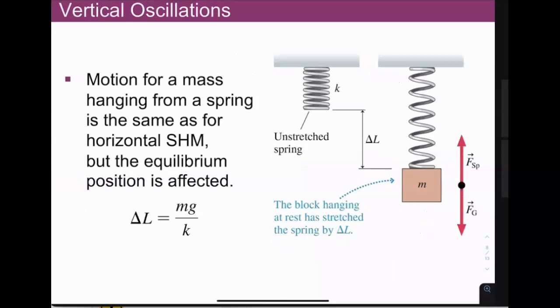Now we'd like to consider vertical oscillations. We start with an unstretched spring, and then we attach a mass to it and allow it to hang a vertical displacement below the original position, delta L. Here the motion for a mass hanging from a spring is the same as for a horizontal simple harmonic motion, but the equilibrium position is affected by delta L equal to mg over k.